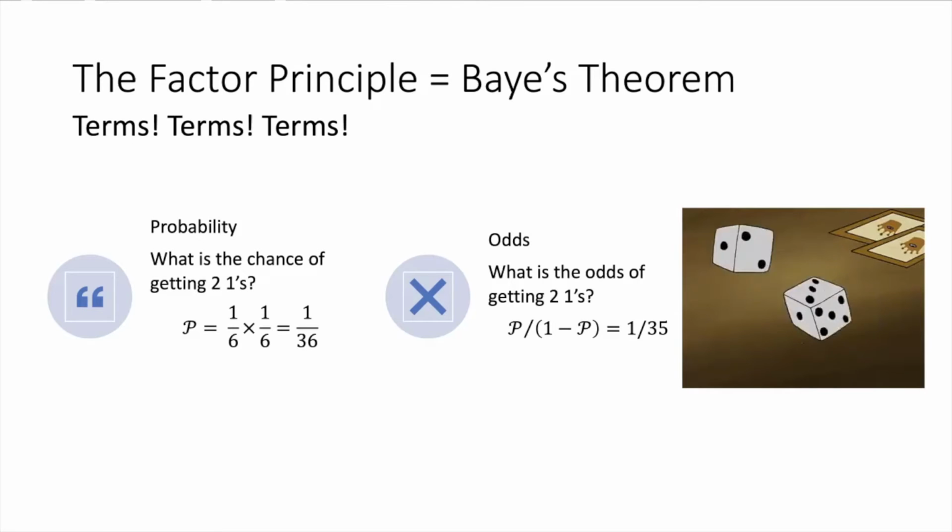And the odds here is the ratio between the probability and 1 minus the probability. So the chance of getting 2 ones versus the chance of not getting 2 ones. Here we know that the probability is 1 out of 36, and the chance of not getting 2 ones would be 35 divided by 36. So the odds here would be 1 divided by 35.